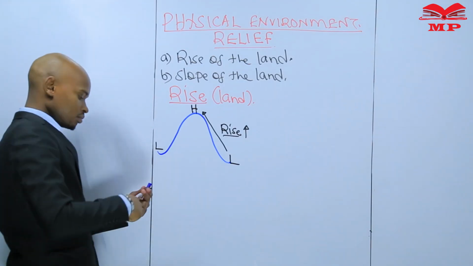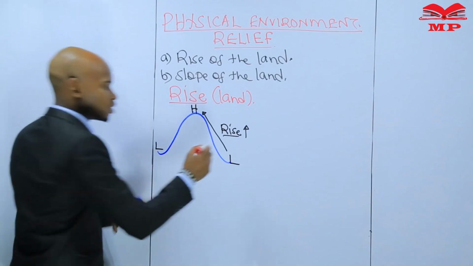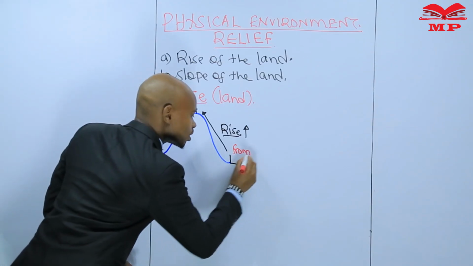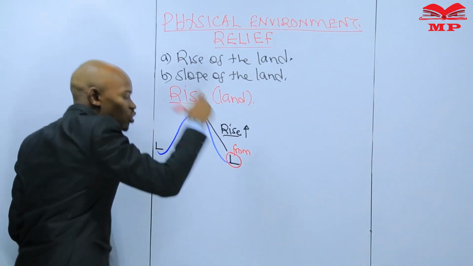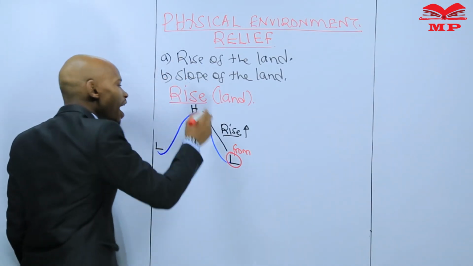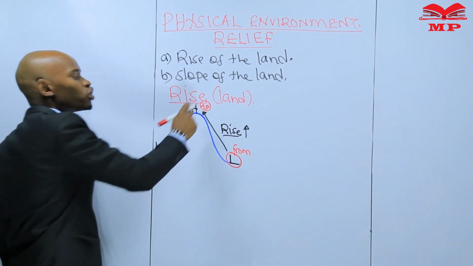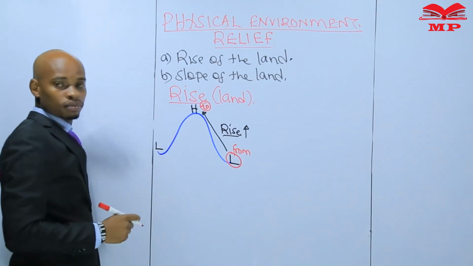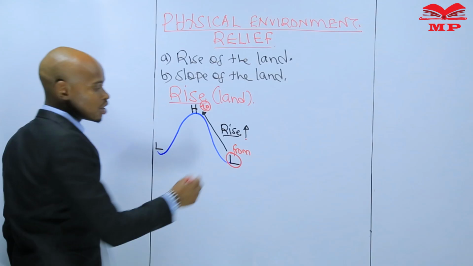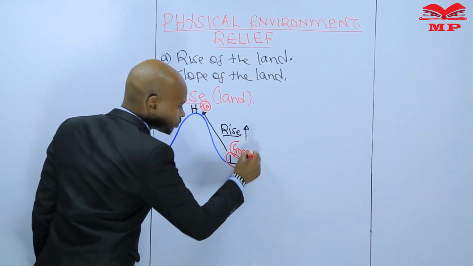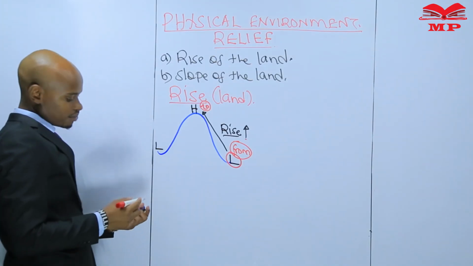From where? Those are the key words. From where? From a lowland. You start going up from a lowland to a highland. Another very key word: to, from. That is rise. Rising is going up, from a lowland to a highland.